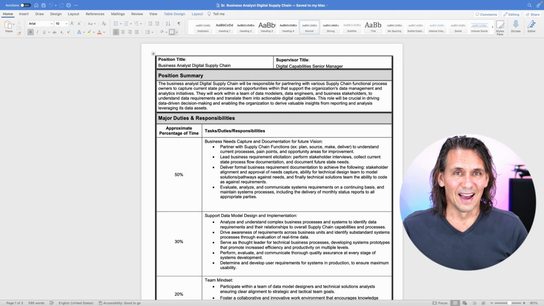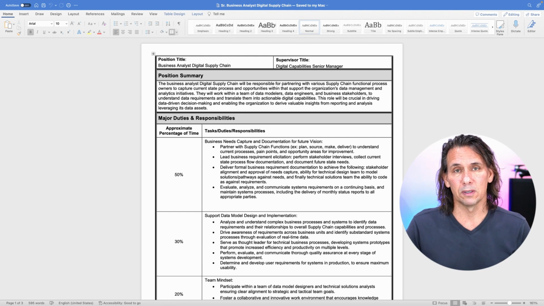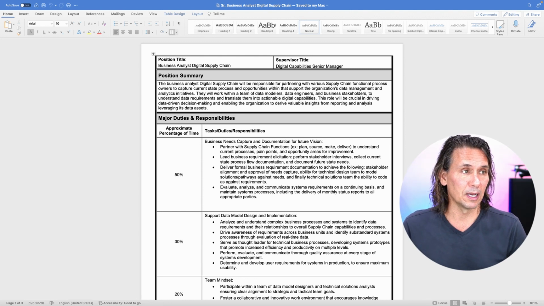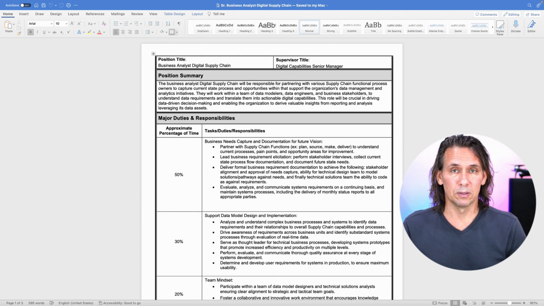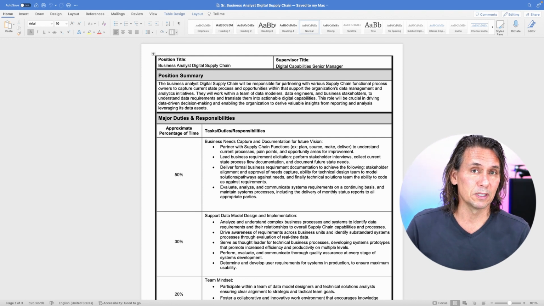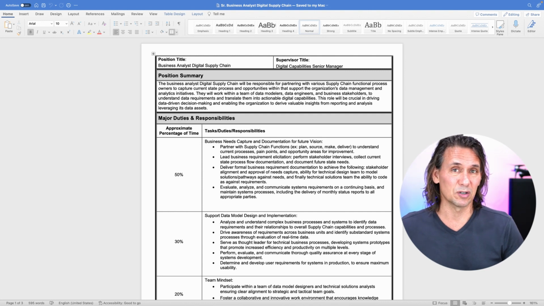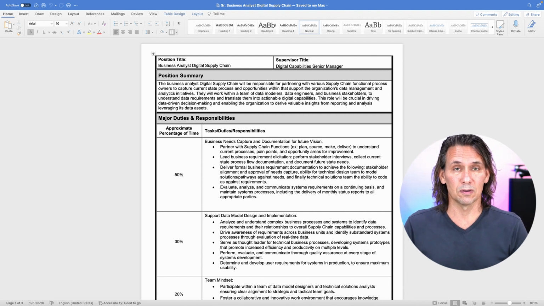Let's get to work. I have the job posting pulled up here and I want to go over it. The first thing I want to bring to your attention is the position title, Business Analyst Digital Supply Chain. This particular role, we're looking for someone with supply chain experience. So you need to be able to talk that talk. Now, you don't need to be an expert in all areas of supply chain, but you should be able to talk the talk of product, of forecasting, sales operation planning, manufacturing, external procurement, so on and so forth.